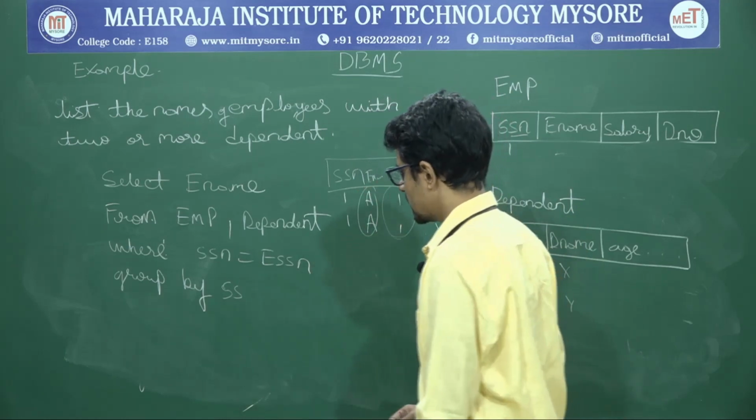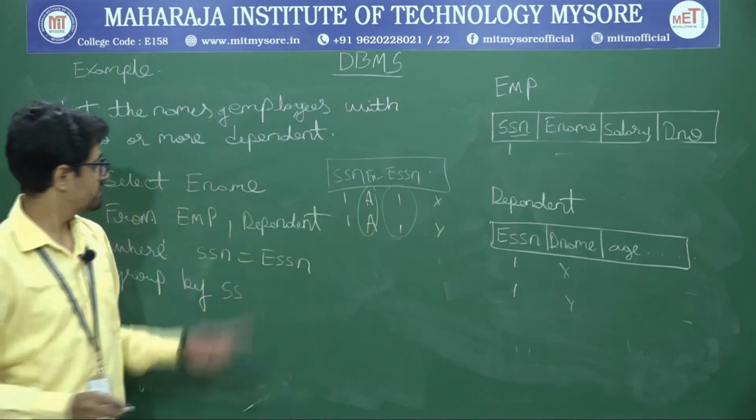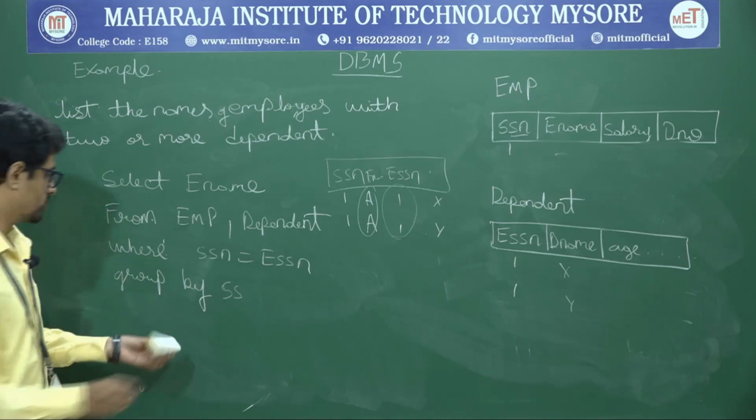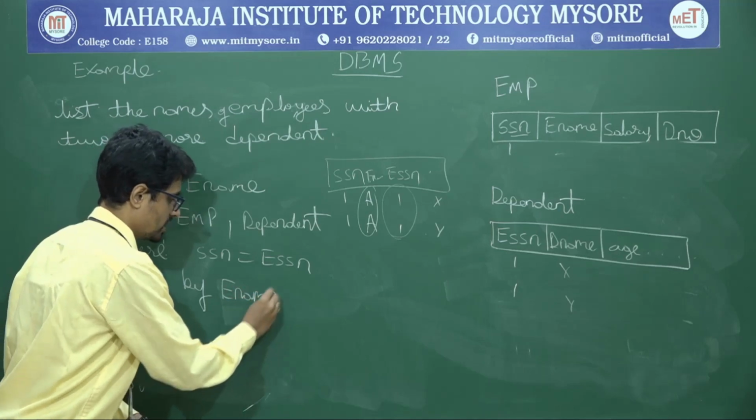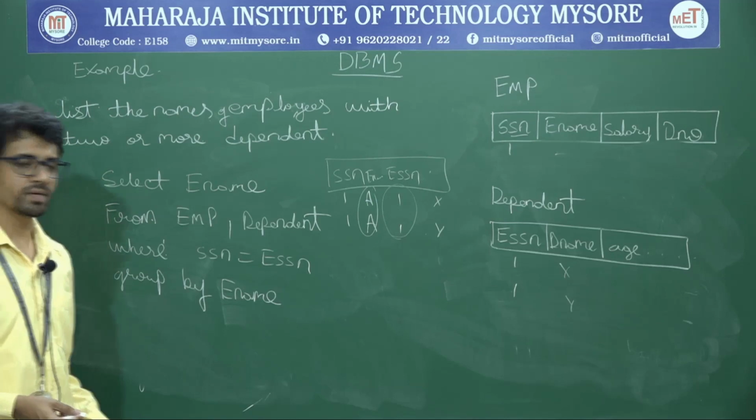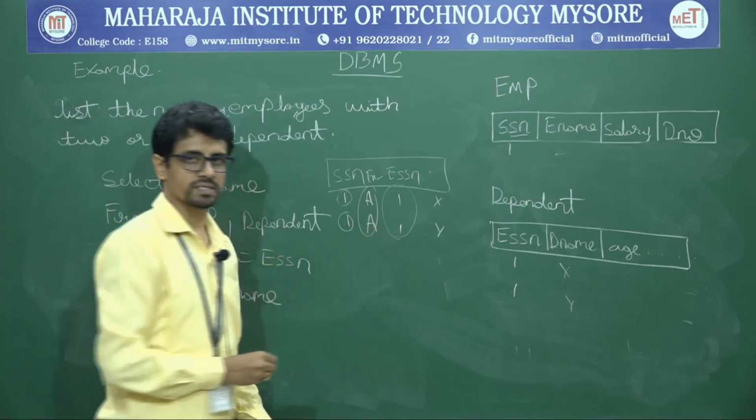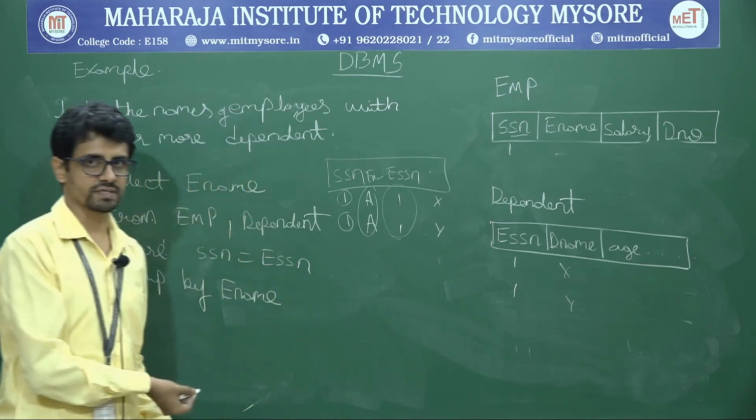Yes. So in that case, I can't group directly by SSN or ESSN, I need to group by the one which is in the select clause, that is ename. So let me group by ename. Is there any difference if I do it by SSN or by ename? It will be the same, because as I told, whenever the SSN repeats, the ename also repeats, right? So in that case, not much difference.